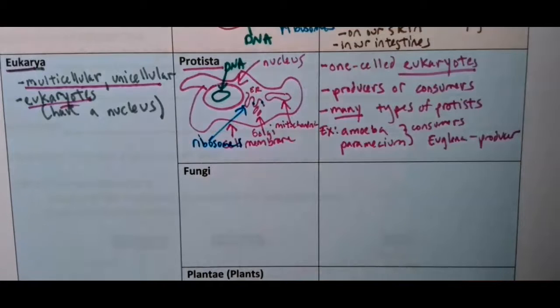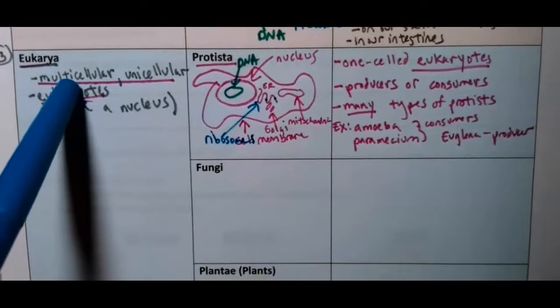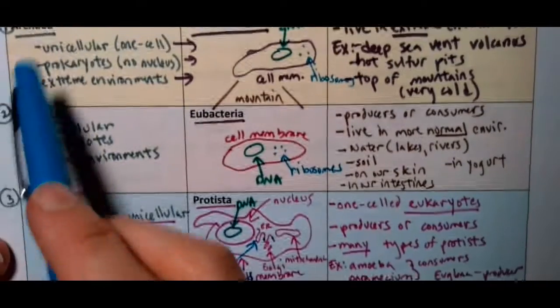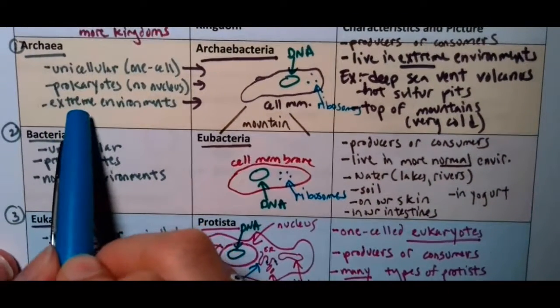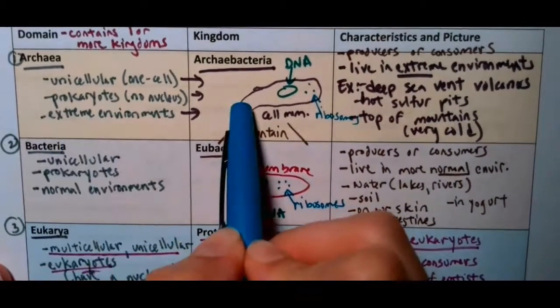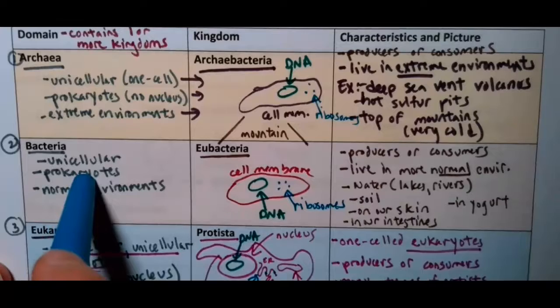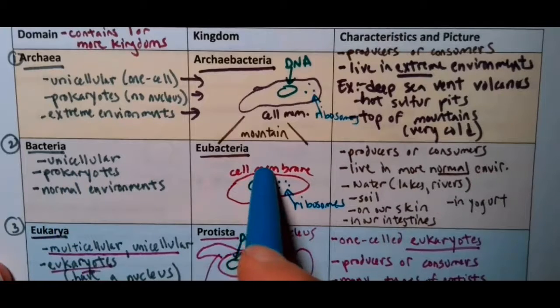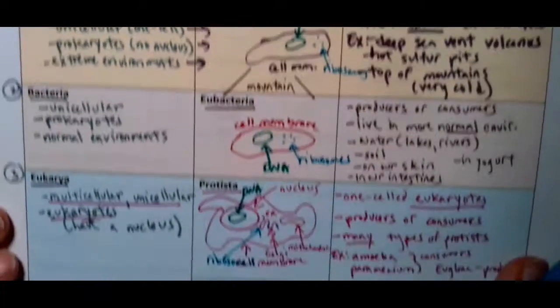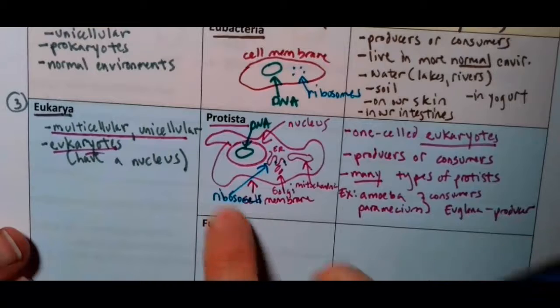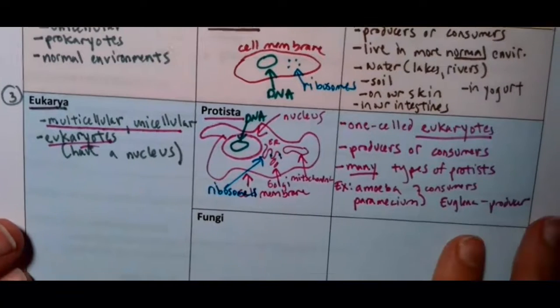I always think the Protista kingdom is really interesting. So that's in the domain eukarya. But a difference is, the domain archaea just had the kingdom archaeobacteria under it. The domain bacteria just had the kingdom eubacteria under it. The domain eukarya has 4 kingdoms under it: Protista, fungi, plants, and animals.